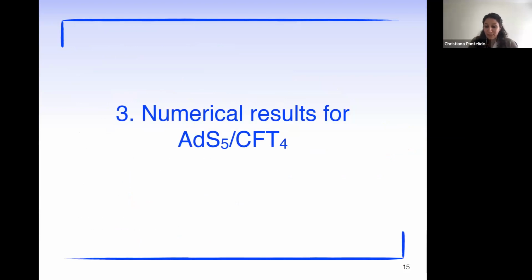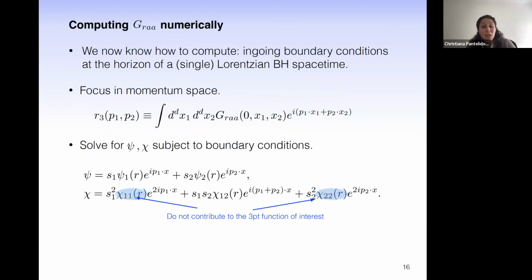Okay, so let me move on to the next part of the talk. Here I'll show you some numerics that we did for the retarded 3-point function of the scalar field of interest. And in particular, as I said on the previous slide, we did this computation by taking advantage of the statement that we've proven, which is that to compute this quantity it is sufficient to consider a single Lorentzian black hole space-time and impose ingoing boundary conditions on the horizon.